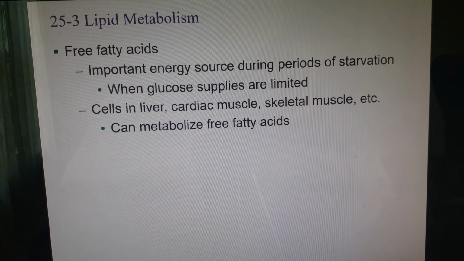Now, during starvation, when we cannot get glucose, our body relies on free fatty acids for creating lots of ATP. And there are cells in the liver, in the heart, in the skeletal muscle, and they can all use free fatty acids to go into the process for metabolism to create ATP.